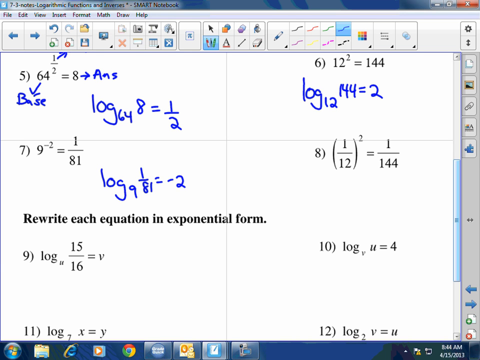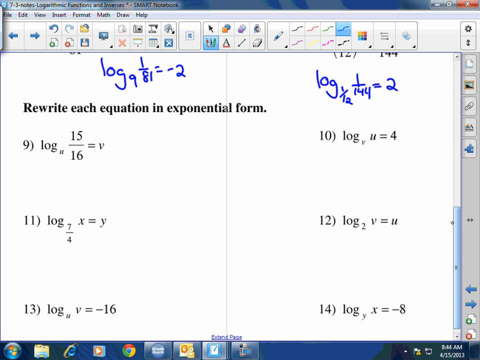Number 8, what do we have here? Log of base 12, don't let it scare you, of the answer, 144, equals the exponent of 2. Absolutely. And if you can see that, of course that makes sense. 12 times 12 is 144. Does that make sense, boys? Okay. You don't have to solve these. We're just rewriting them. Don't get scared of these.